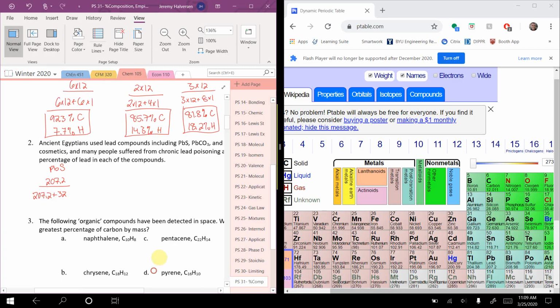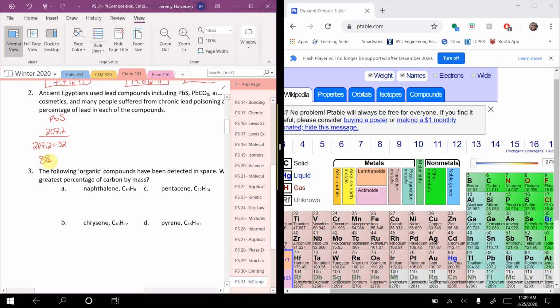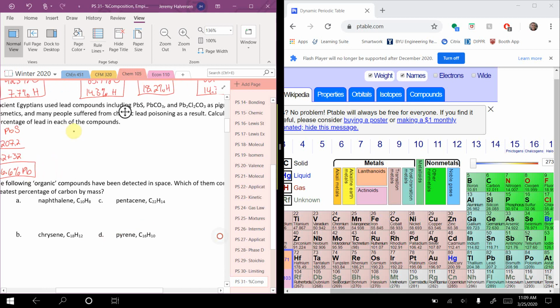Which gives me a percent of 86.6% lead, that first one. The second one is PbCO3. It's going to be my 1 lead atom divided by lead plus carbon plus 3 oxygens. And that gives me 77.5% lead.